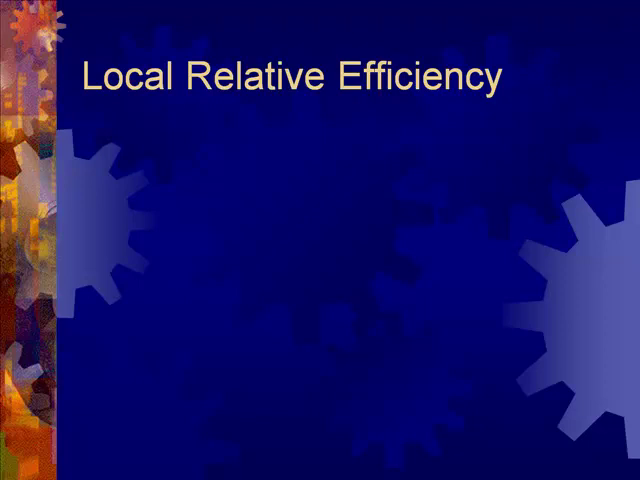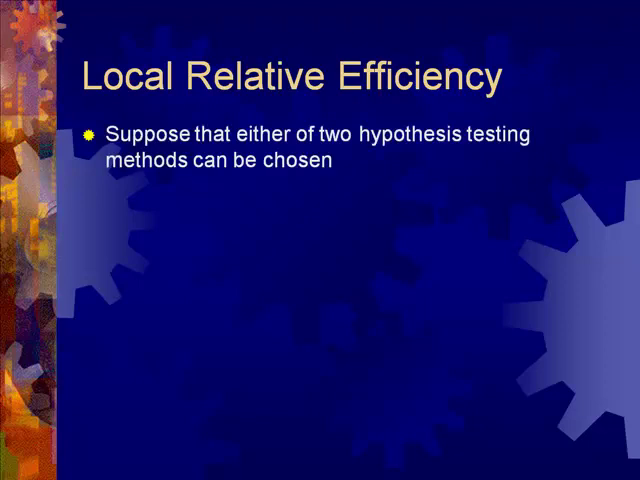There are two types of relative efficiency that we will consider. The first is local relative efficiency. Suppose that either of two hypothesis testing methods can be chosen. For example, you might be able to choose the sign test or the match-pair-Wilcoxon. Or you may consider the match-pair-Wilcoxon or the match-pair t-test.